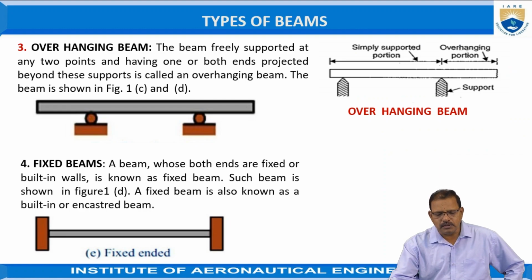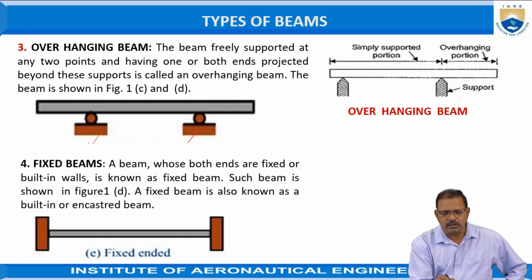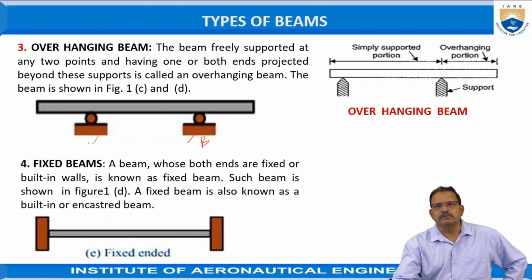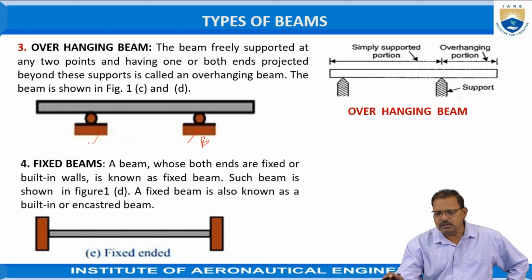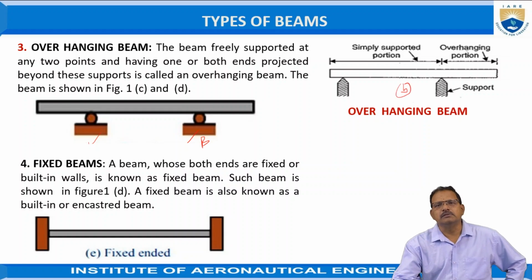The overhanging beam: a beam freely supported at any 2 points of its length and having one or both the ends projected beyond the supports is called an overhanging beam. In the beam shown in the figure, A and B are treated as the supports. The beam is projected on both the ends, but in figure B, it is projected at one end. That means it may be projected at both the ends or one end of the support.